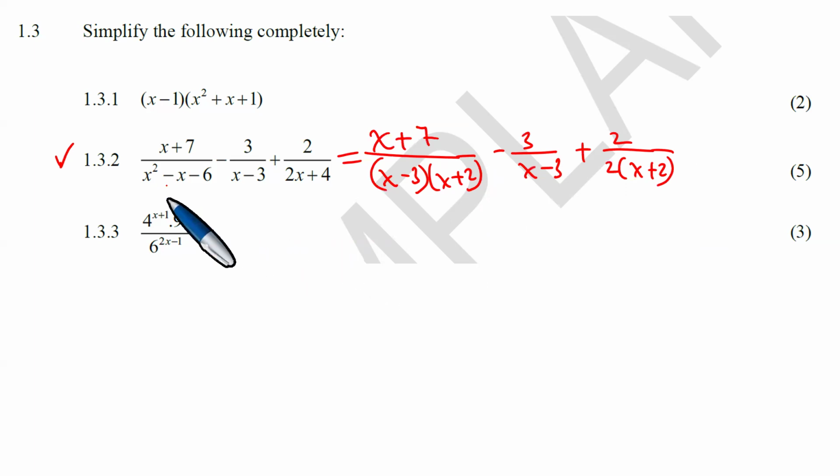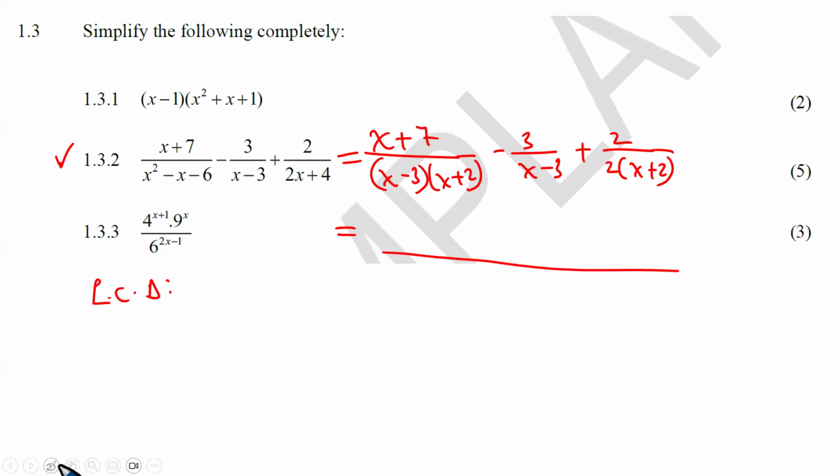Okay, so we factorize each of these denominators. Then the next thing is we write down the lowest common denominator, called the LCD. What is the lowest common denominator here out of all these? Right, so writing down that one, what do you think we do next?